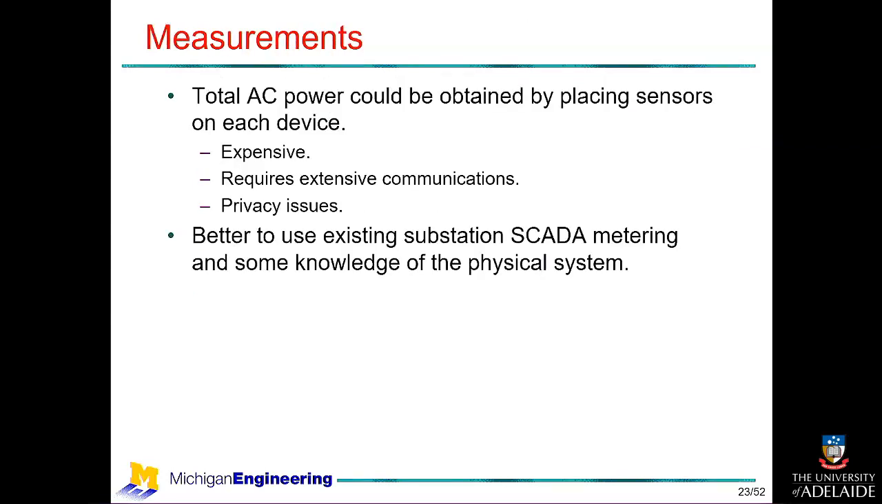Okay, so the total AC power could be obtained by placing sensors on each device, and in a sense smart meters kind of provide that, but at a relatively slow update rate. To put sensors everywhere is expensive, requires communications, there's privacy issues. So the focus of this is to say, can we just use SCADA data coming from the substation along with knowledge of the physical system? We have real-time information coming from SCADA metering, and we have knowledge of the system, and using that, can we do this disaggregation?